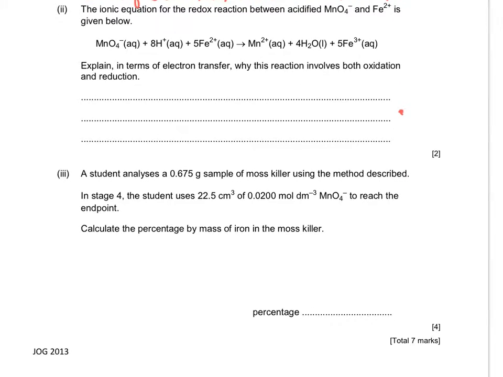So it gives us the ionic equation, and we looked at this in the last screen anyway, and it's asked to say, explain in terms of electron transfer why this reaction involves both oxidation and reduction. So I've highlighted possibly the most important parts of that request there. It must be in terms of electron transfer, and it must refer to both oxidation and reduction. And you've got 2 marks, so you've got 2 things to do.